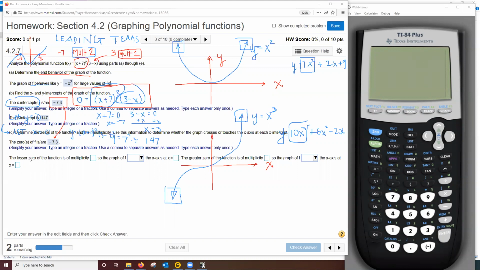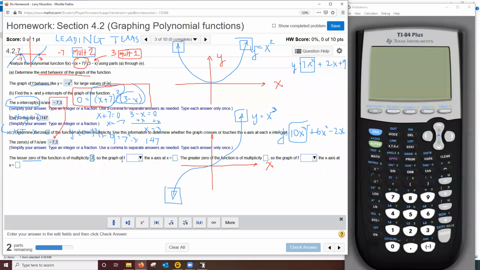All right, so now let's go answer this question. It says the lesser 0. Well, in our example, the smaller 0 is the -7 number. And that had a multiplicity of 2. So in this box, I'm going to enter multiplicity 2. When you have an even multiplicity, it means the graph just touches the x-axis. And the 0 was at x equals -7. All right, let's go to the greater 0. The greater 0 was the 0 of 3. Well, that had a multiplicity of 1. And if the multiplicity is 1, that means the graph crosses through the x-axis at x equals 3.